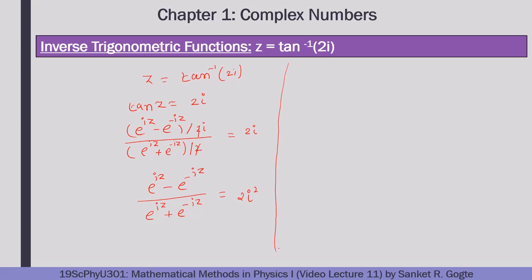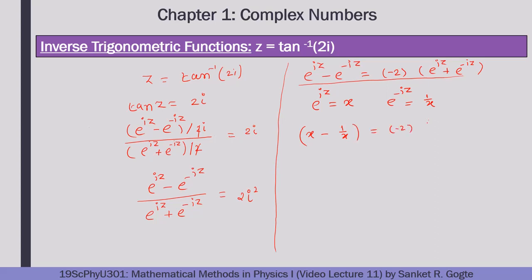Therefore, what we get is e to the power iz minus e to the power minus iz is equal to minus 2 into e to the power iz plus e to the power minus iz. Now let me write this e to the power iz as x, and therefore e to the power minus iz is the inverse of that, which is 1 by x. And this equation can now be written as x minus 1 by x is equal to minus 2 into x plus 1 by x. Now with some mathematical jugglery, it is possible to find out what x is.